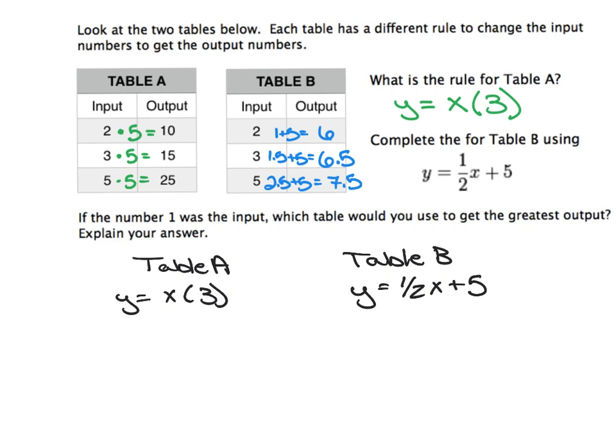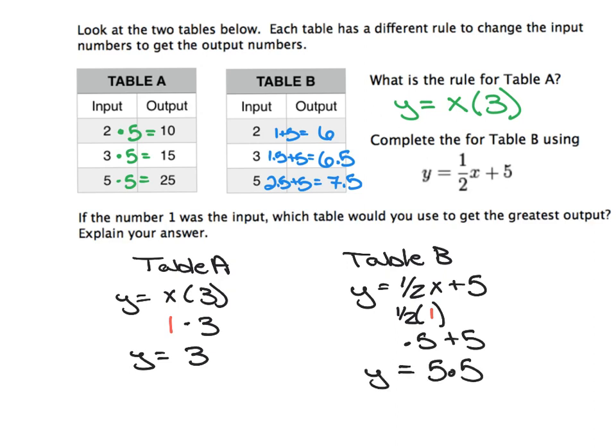To answer the last part of this question, we want to substitute the number 1 into each of our rules for the variable x. 1 times 5 gives us an output value of 5 for table A. 1/2 of 1 is 0.5, and 0.5 plus 5 gives us 5.5 for the output value on table B. The question asks, which of these has the greatest output? So comparing the number 5 to 5.5, we can see that table B has the greatest output.